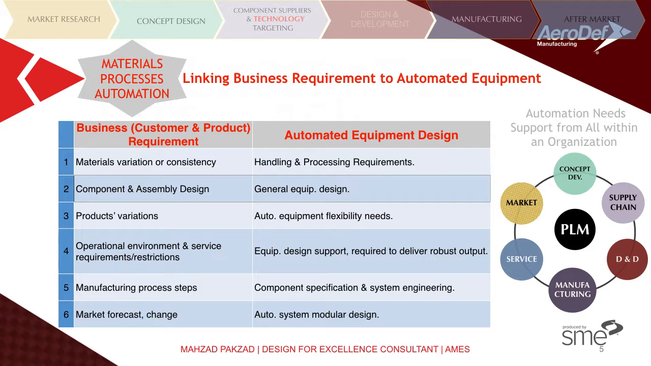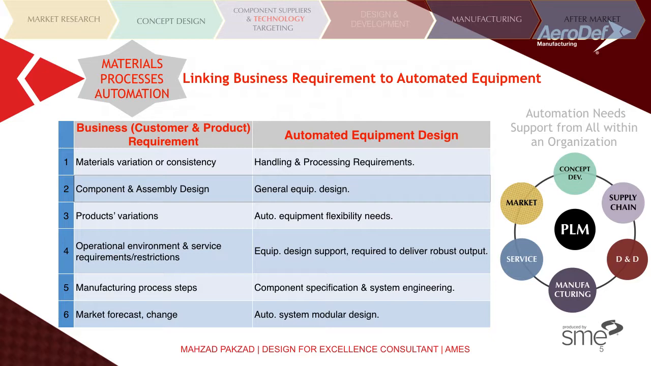Operational environment and service requirements and restrictions. Equipment design support required to deliver robust output. So what is the design support for equipment? Temperature controls, any kind of sensors for pressure adjustment, vision, anything that we require to identify what the process characteristics at the moment need to be, and to be able to manage the process requirements as they need to be managed.